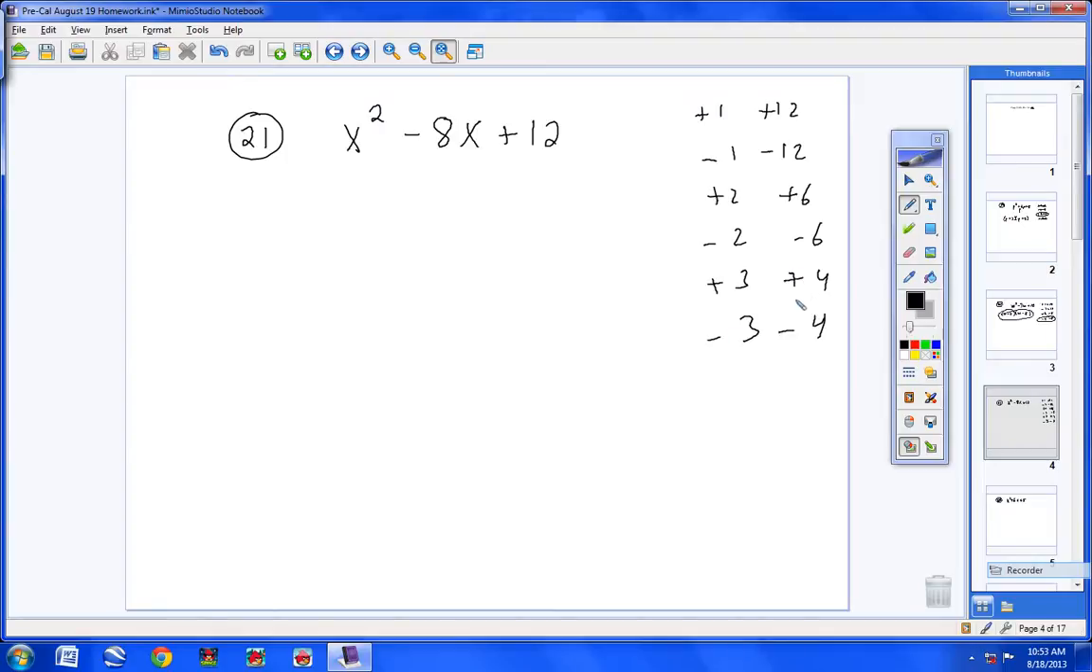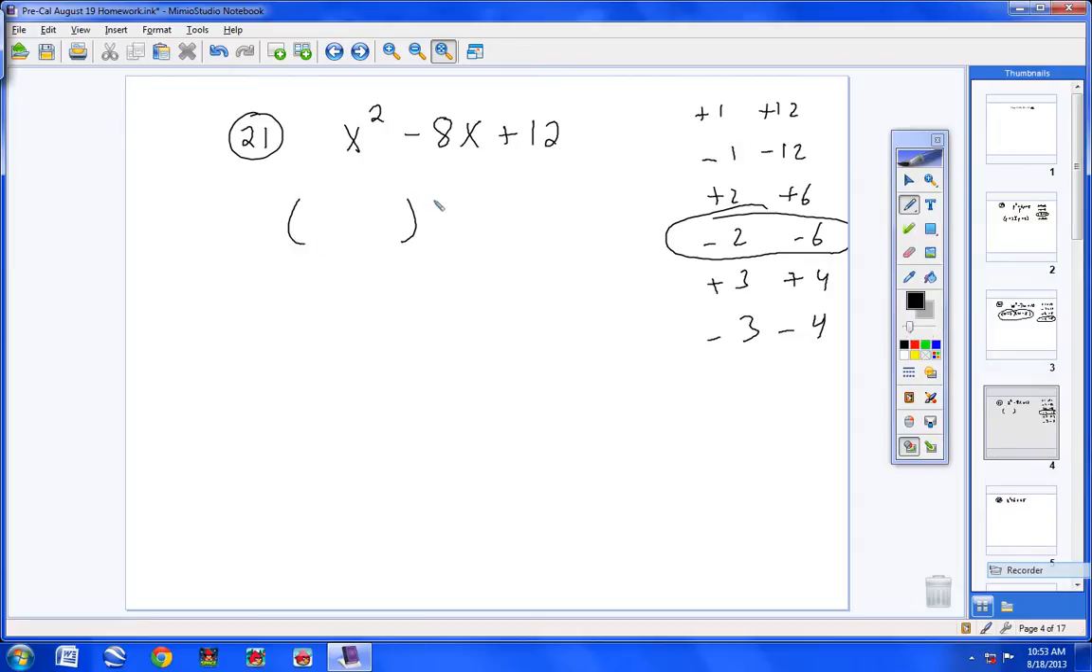There we go. Now, step 3 says pick one of these groups based on what your middle term is. My middle term has a negative 8 for its coefficient. So negative 8, negative 8, negative 8, negative 8. Here it is right here. If I add a negative 2 and a negative 6 together, I will get a negative 8.